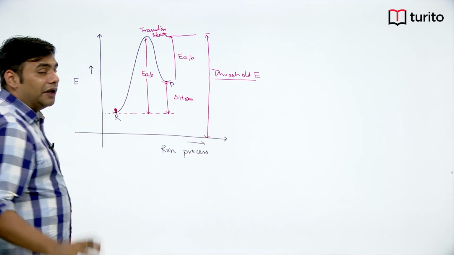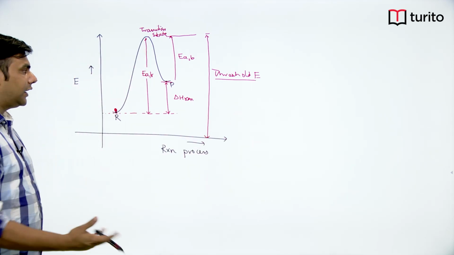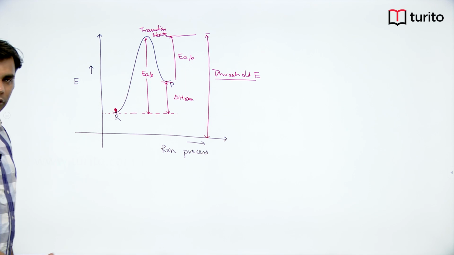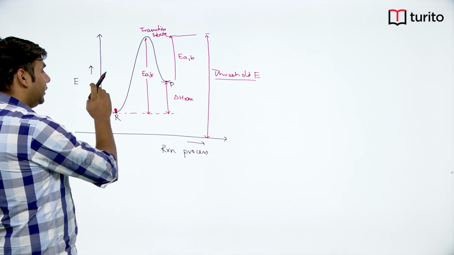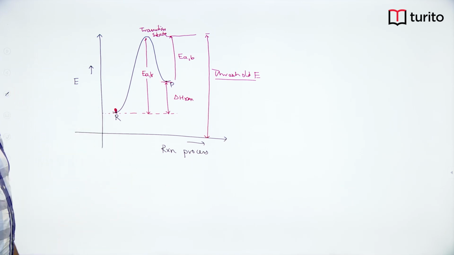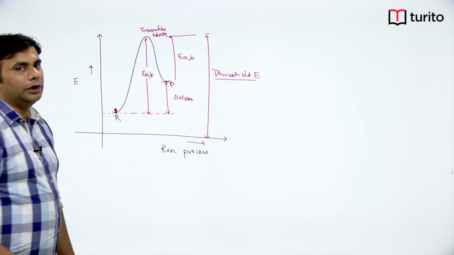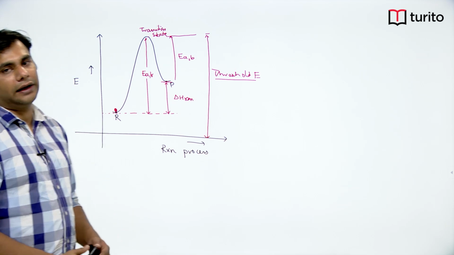So the minimum energy required for a reaction to proceed, or for reactant to convert into product, is called threshold energy, and the energy that should be given to the reactant so that it transforms into the product is called activation energy.